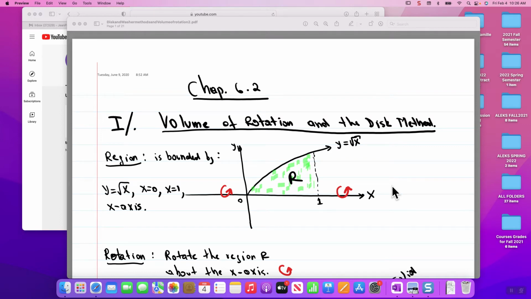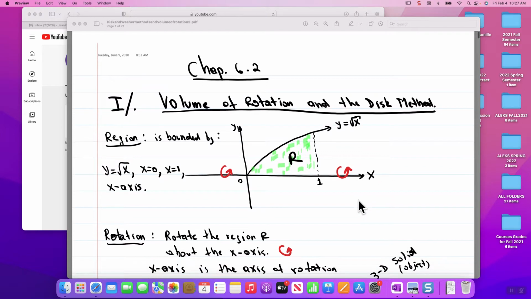Hello. Today we're going to discuss Chapter 6, Section 2. Section 2 has two parts. The first part is about the volume of rotation and the disk method, and the second part is about the volume of rotation and the washer method. So today we're going to discuss the volume of rotation with the disk method, and for this video we'll discuss case 1.